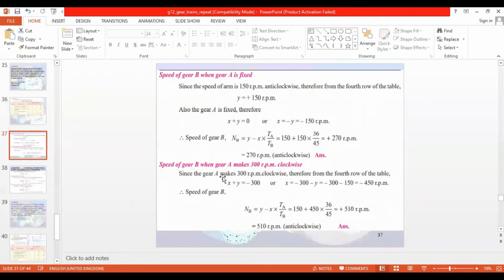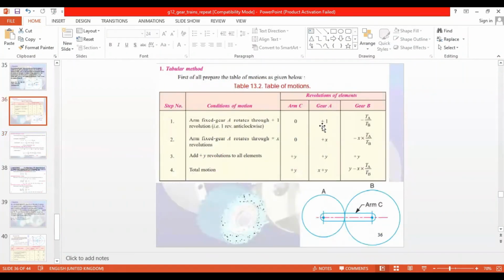Since the gear A makes 300 RPM clockwise, therefore, from the fourth row of the table, X plus Y is equal to minus 300, right? 300 RPM clockwise, okay? And we took anti-clockwise as the positive, right? So now it is given clockwise. So clockwise means we have to put negative. And this is a motion of A, right? This is a motion of A.